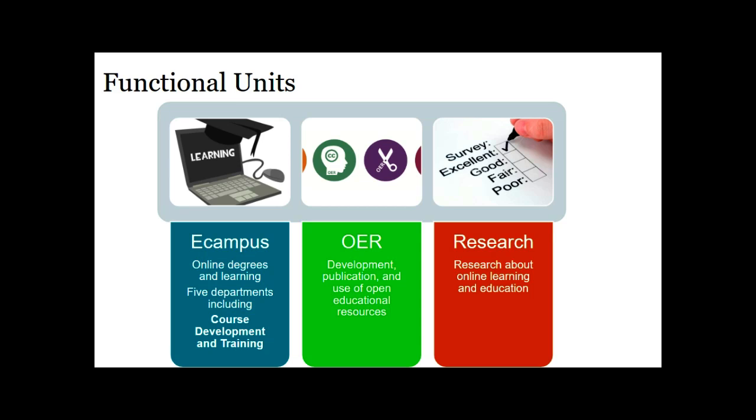So how is our division laid out? We have 3 functional units. We have the main eCampus unit, which is where the courses are delivered, the online learning portion. The OER portion, which is the division that focuses on the creation, publication, and use of open educational resources. And our award-winning research unit, which focuses on conducting and publishing research on and for online learning.